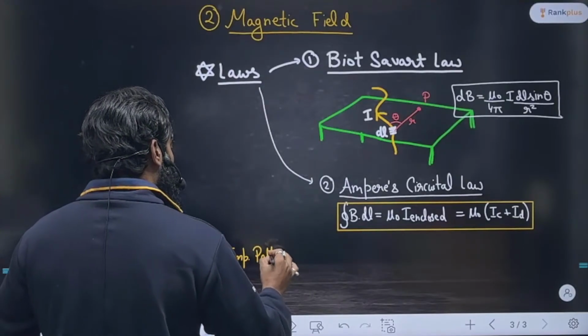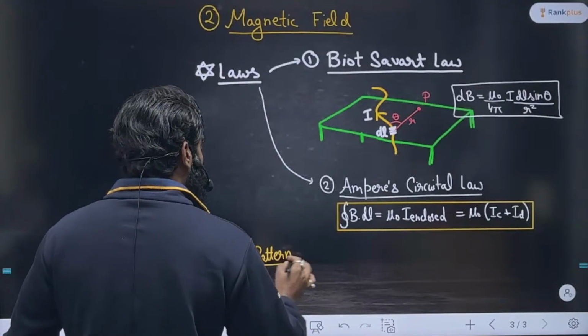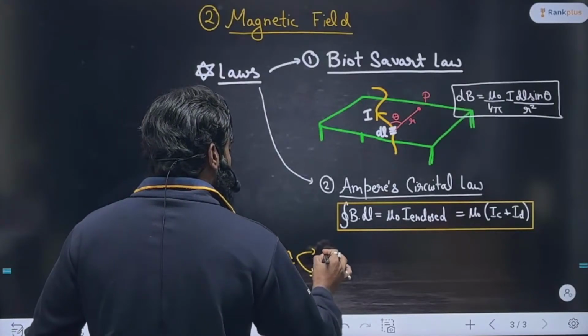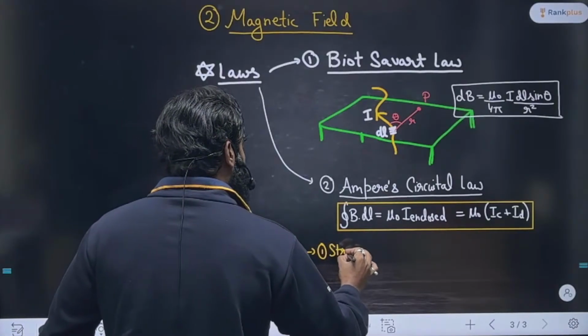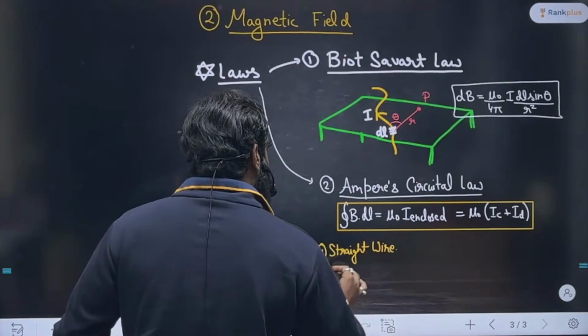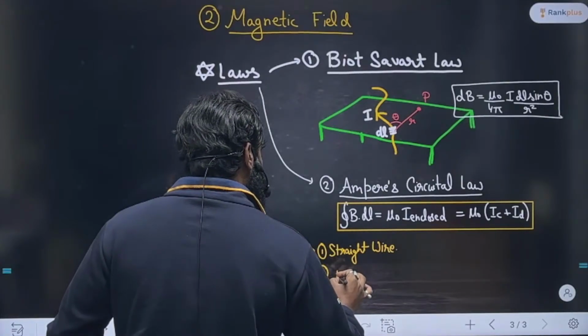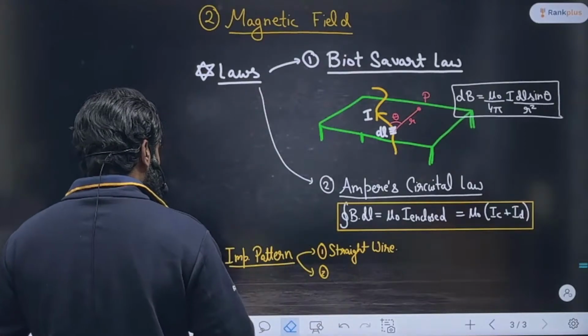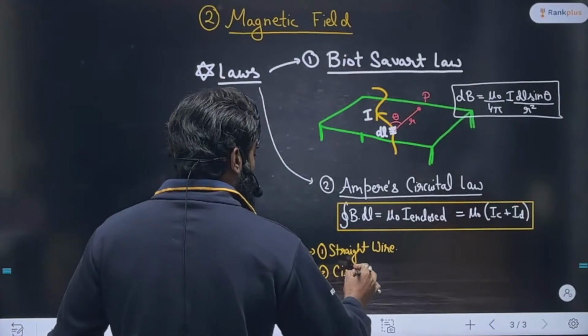Okay, now the important patterns on which the questions might come. The important patterns for the magnetic field you must know are due to a straight wire, and due to a circular loop. I'll show you.